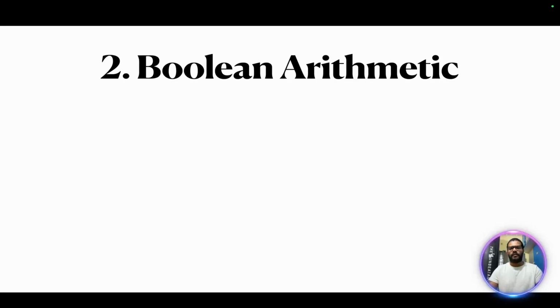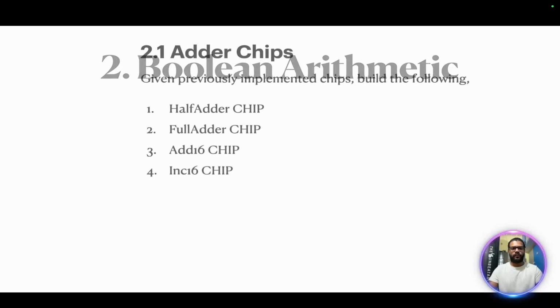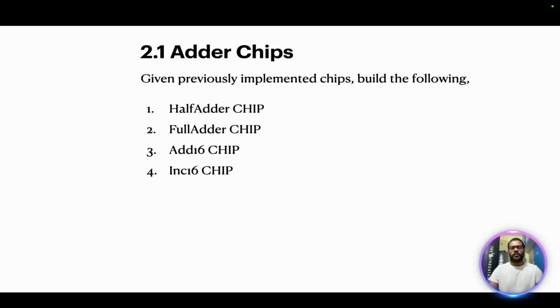Hello there, welcome back. So today we are doing Boolean arithmetic, which is project number 2 of nand2tetris, and the objective of this project would be to take the previously implemented chips, like the elementary chips, the 16-bit variants, and the multi-way variants, all of those, and build these adder chips, which is the half adder, full adder, add 16, and increment 16.